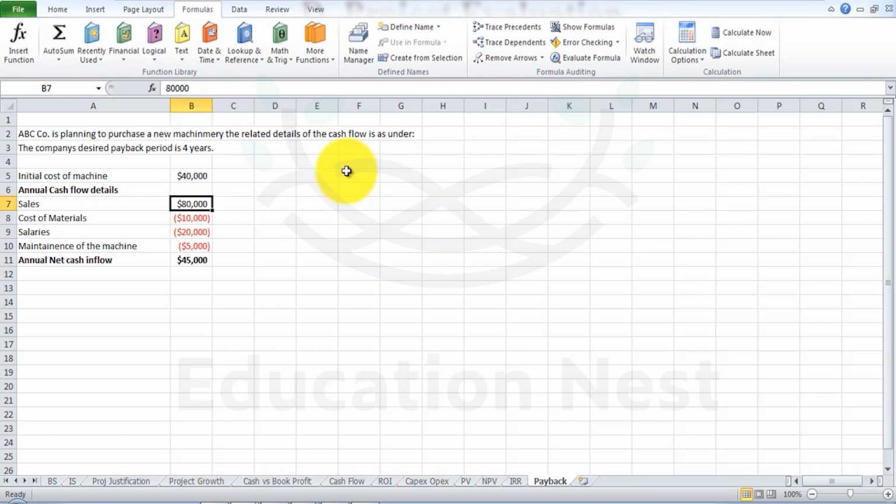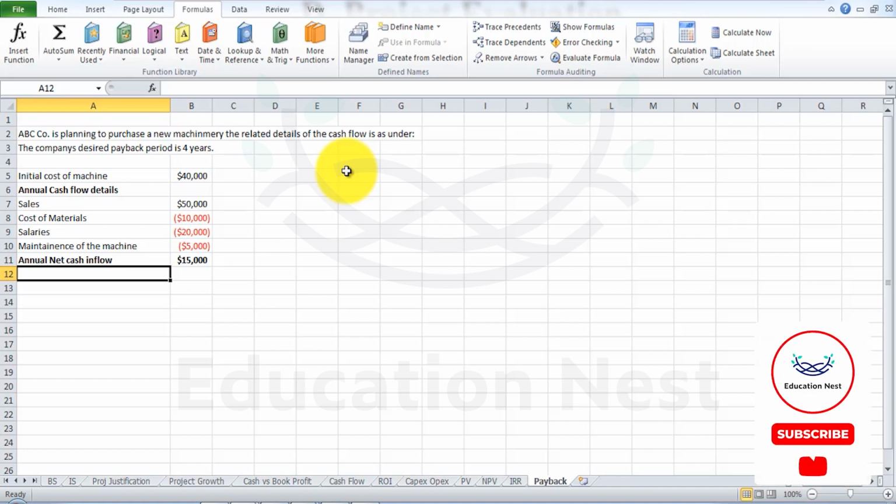Let's say the sales is going to be only about $50,000. Yeah, that makes sense now. So the annual net cash inflow is going to be $15,000. Notice one thing over here: we have not taken depreciation of the machinery into account. Why? Because that's a non-cash expense. Cash is not going to be spent for booking a depreciation. So here, all the non-cash expenses and incomes are avoided.